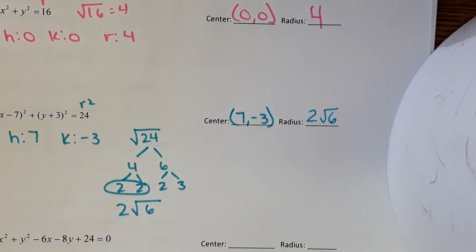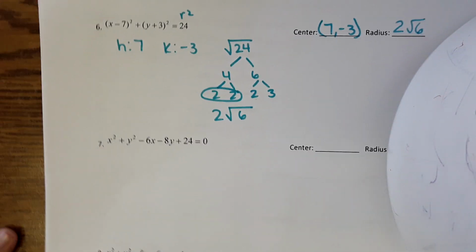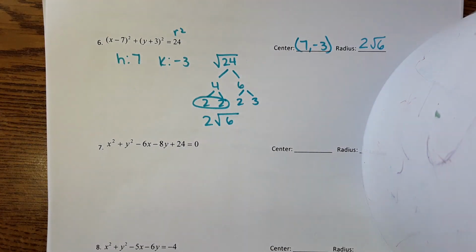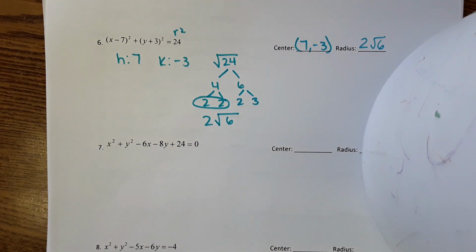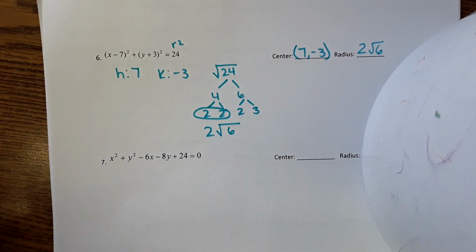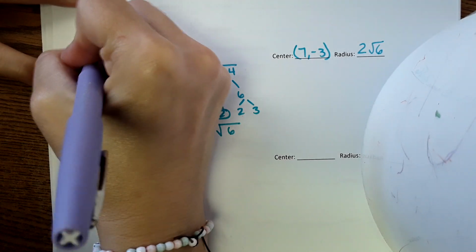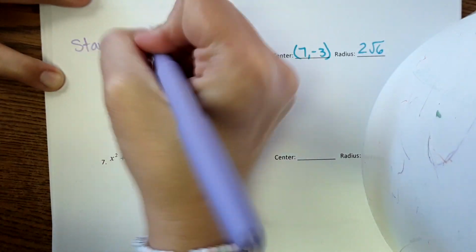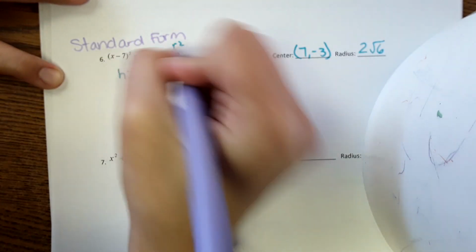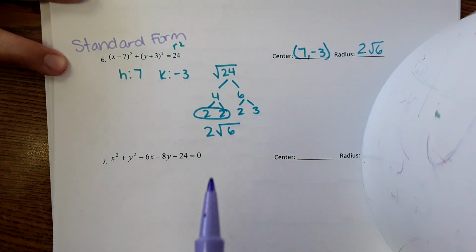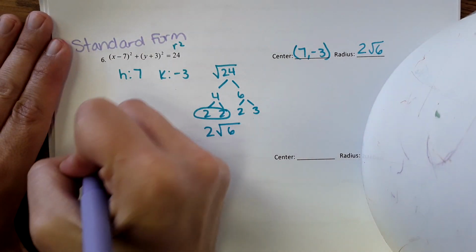Okay. Next. Now is where it gets a little bit more challenging. It's still simpler than what we were doing the last couple days. So I mentioned there's another format. So this is standard form. Standard form is really easy to graph from because you can just pull out the center and the radius from it. The other format is called general form.